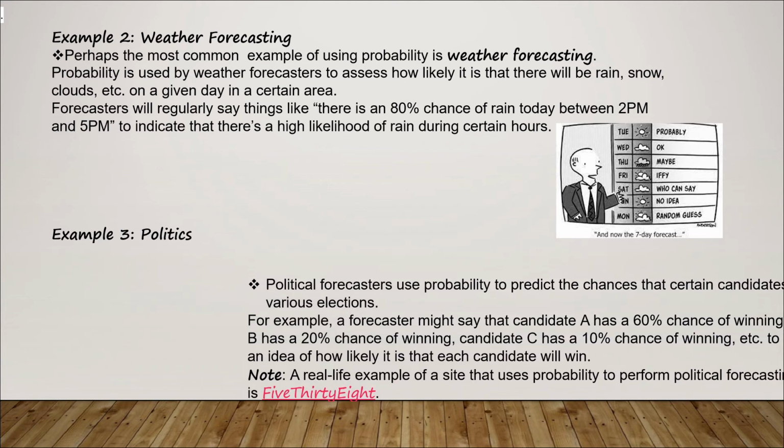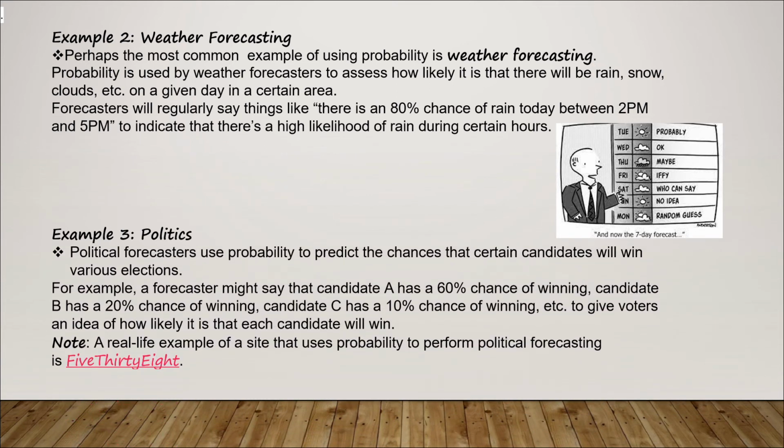Example 3, politics. Political forecasters use probability to predict the chance that certain candidates will win various elections. For example, a forecaster might say that candidate A has 60% chance of winning, candidate B has 20% chance of winning, and candidate C has 10% chance of winning, etc. And to give voters an idea of how likely it is that each candidate will win. Note, a real example of a site that used probability to perform political forecasting is 538.